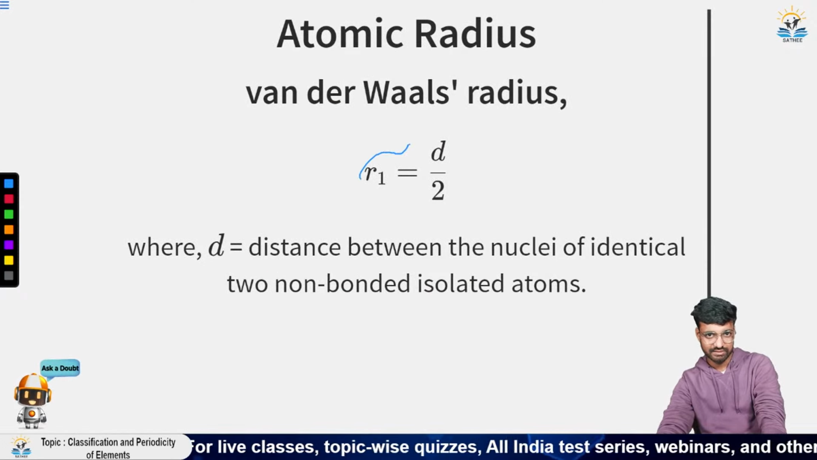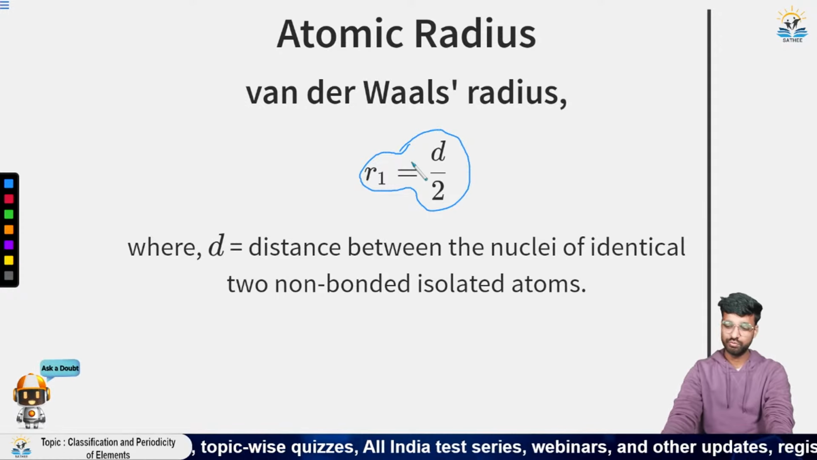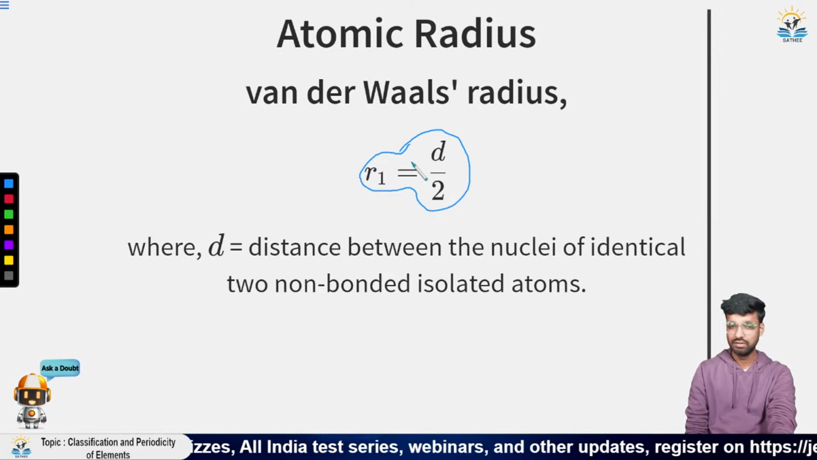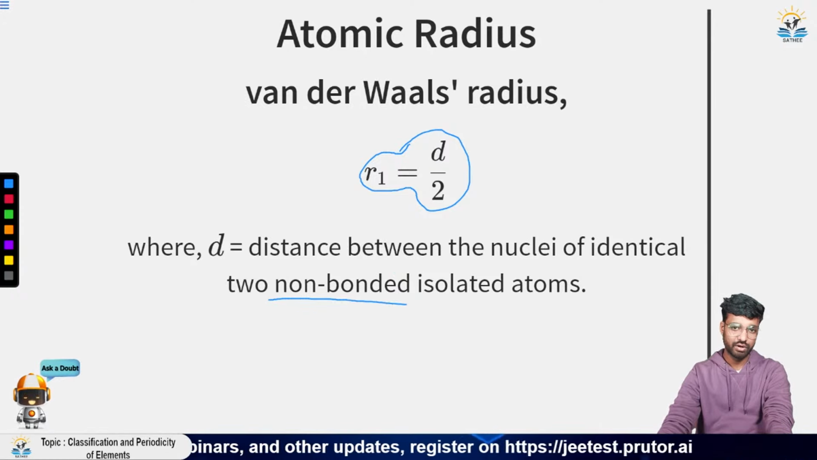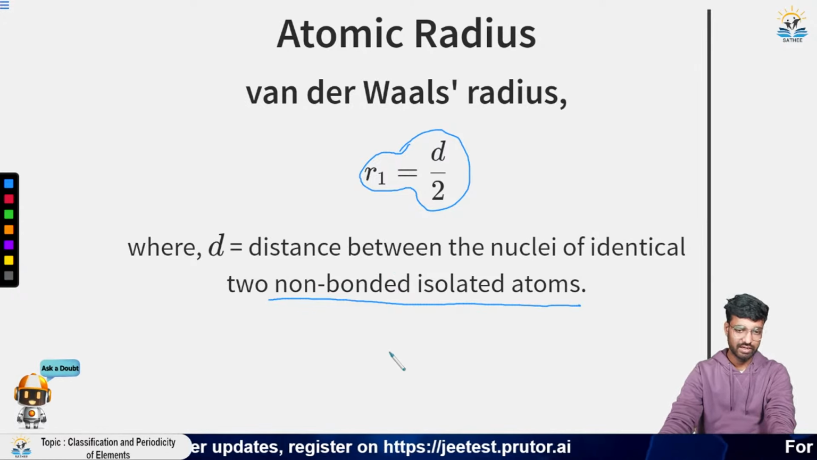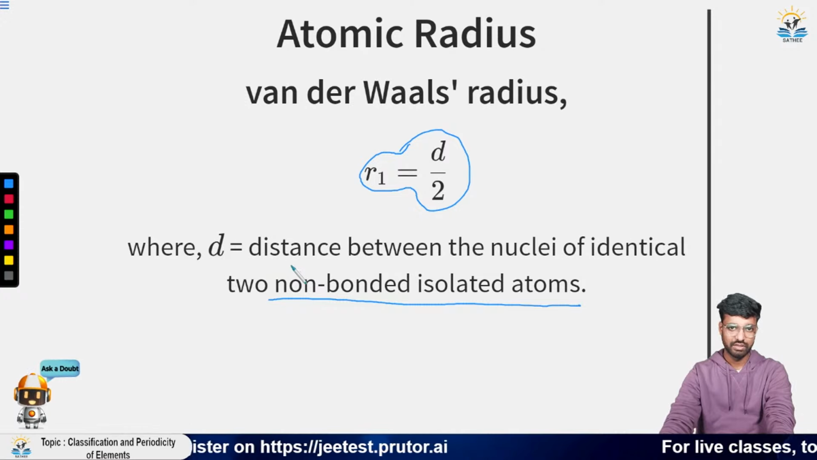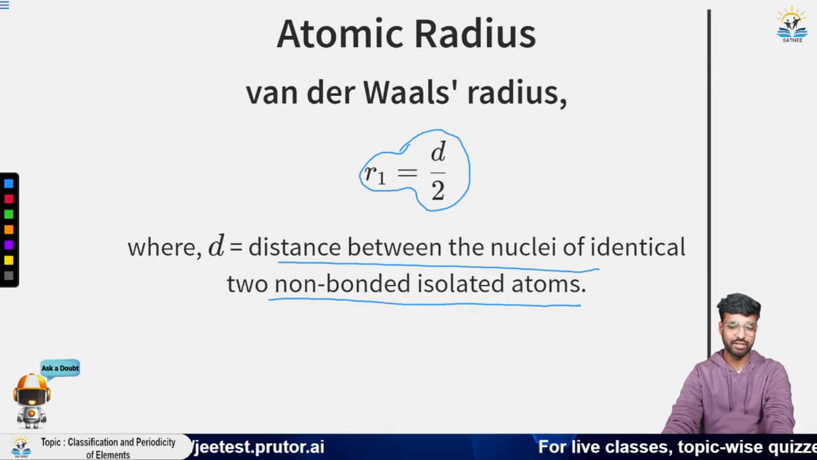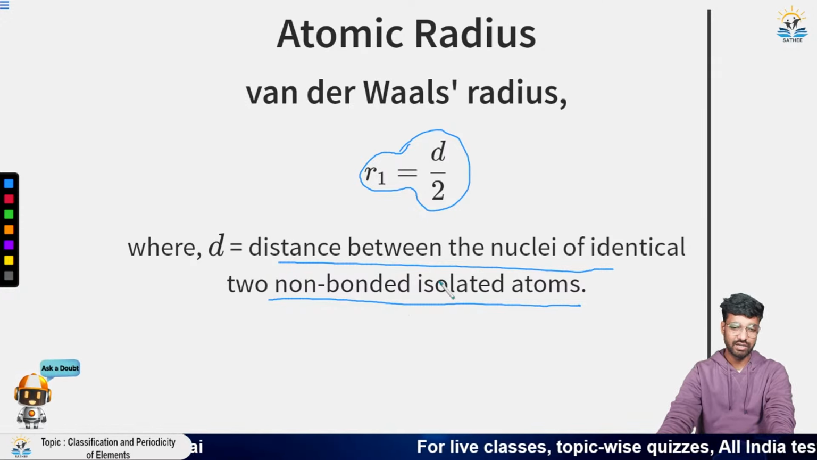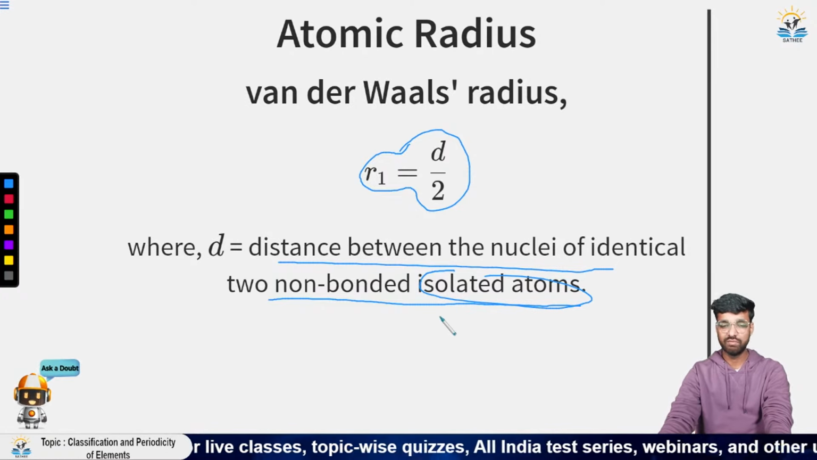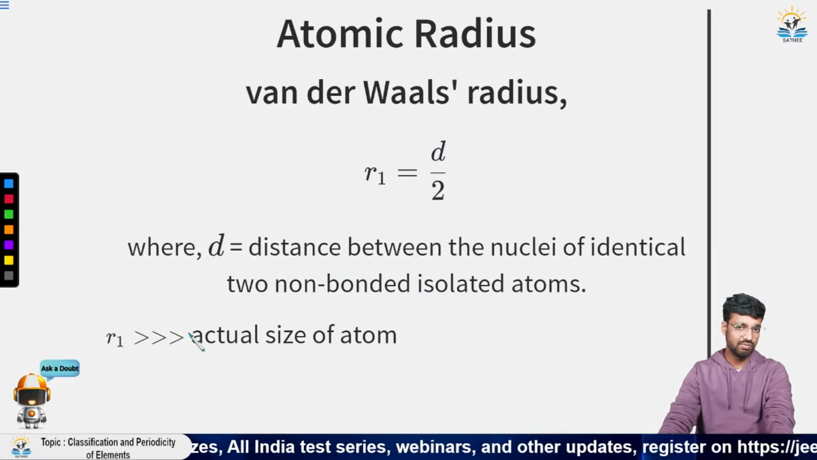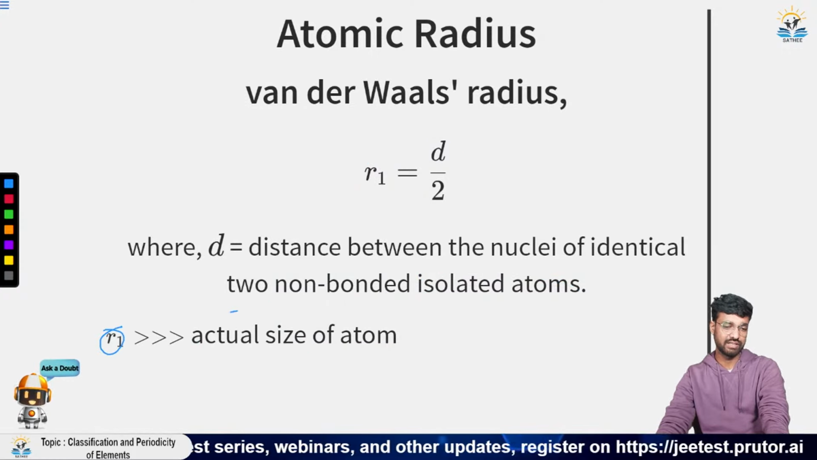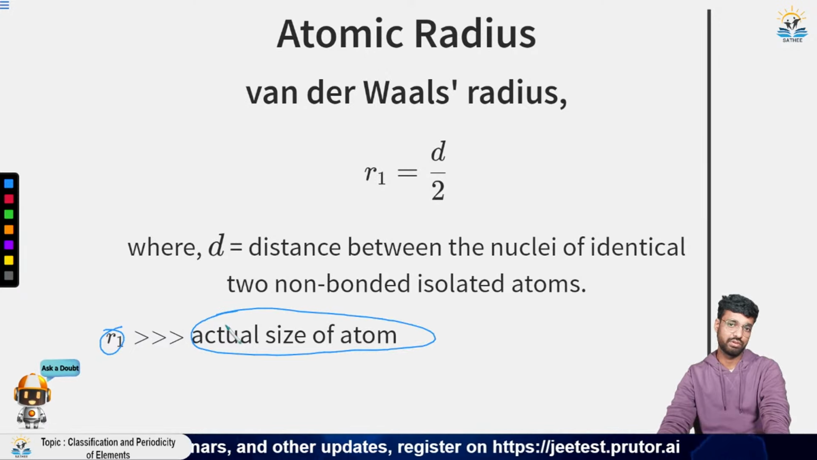Then we have the van der Waals radius. You must have heard of the van der Waals force and all. It is the distance between the nuclei of two identical non-bonded isolated atoms. So what is it? We will see it through a schematic diagram. So just remember this statement. Now R1 is much greater than the actual size of the atom. So this is the thing.